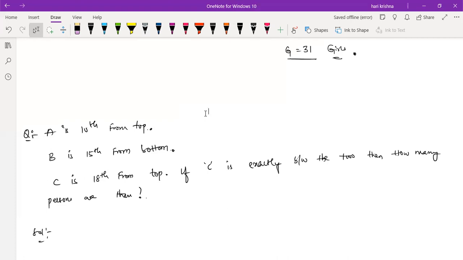A is 10th from the top, B is 15th from the bottom. If C is 18th from the top and also C is exactly between the two of them, then how many persons are there in the row?